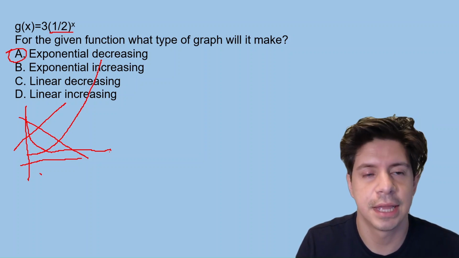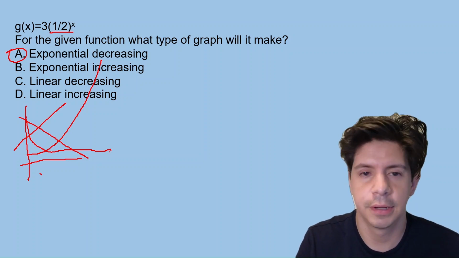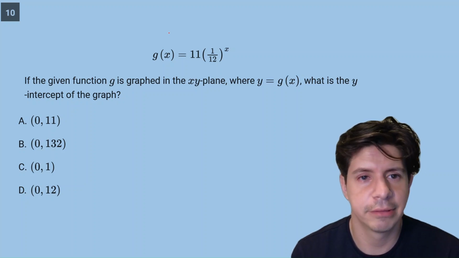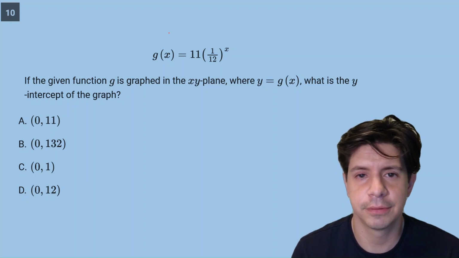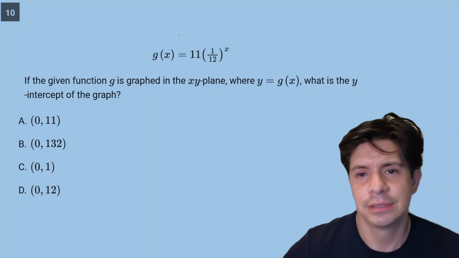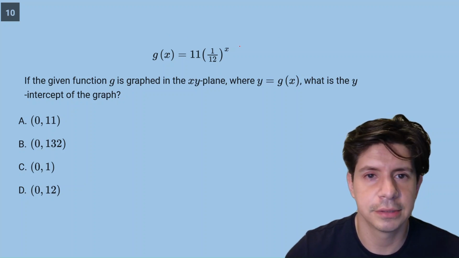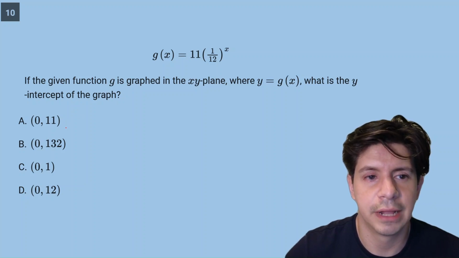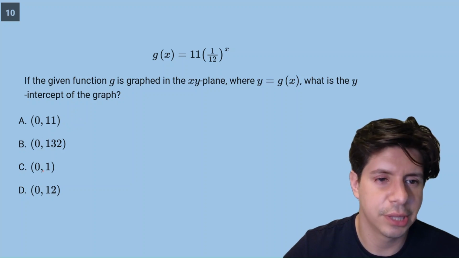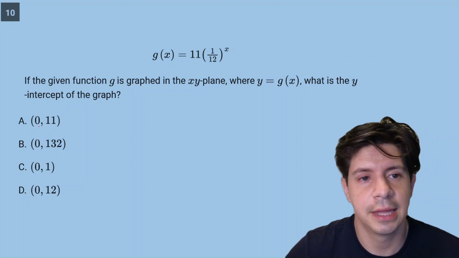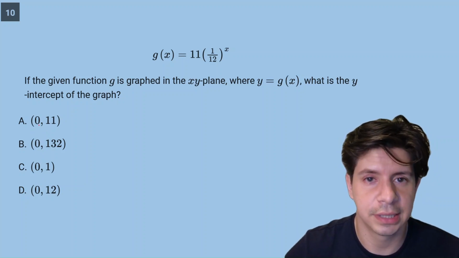The last one is actually question 10 from the Bluebook Test 1. g of x equals 11 times 1/12 to the x power. The given function g is graphed in the xy-plane where y equals g of x. What is the y-intercept of the graph? The y-intercept is what the value is when x is 0. Even if you didn't know that, by looking at the answer choices, which you always want to do, you can see that it's asking what it is when x is 0.